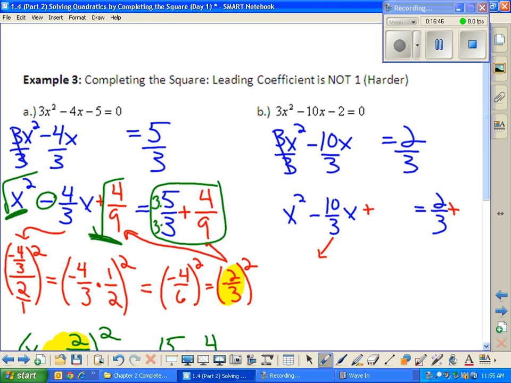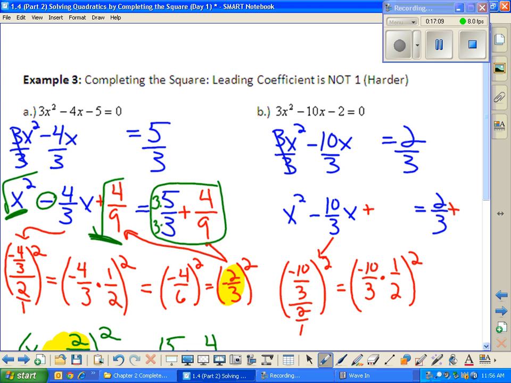The formula we use to find that number is b divided by 2 squared. Remember, we never really divide a fraction by a fraction. You're going to multiply by the reciprocal. So we're actually going to take negative 10/3 and multiply by 1/2. So we have negative 10 over 6, right? Because you multiply straight across when you multiply your fractions. Negative 10 over 6. That reduces to negative 5/3. And then you square that. Square the top, you square the bottom. You get 25 over 9 added on to both sides.